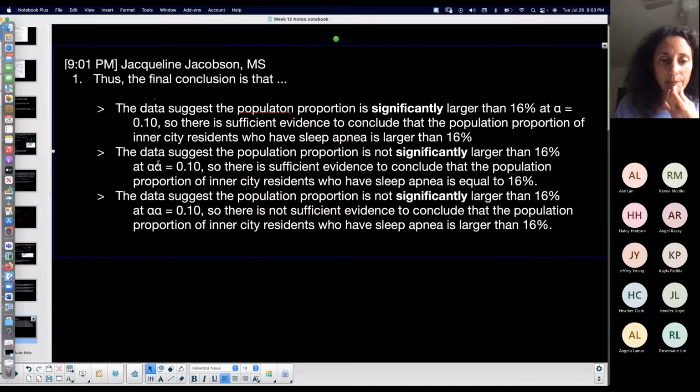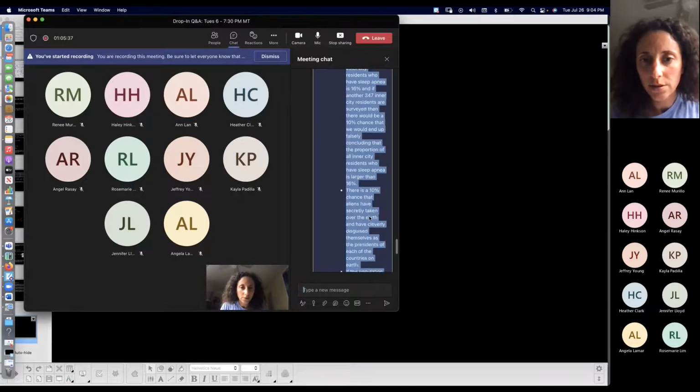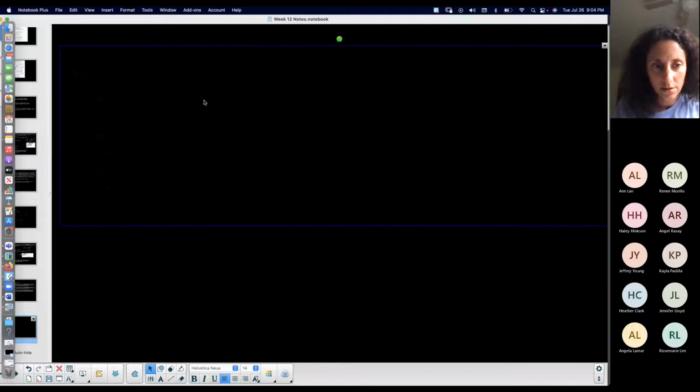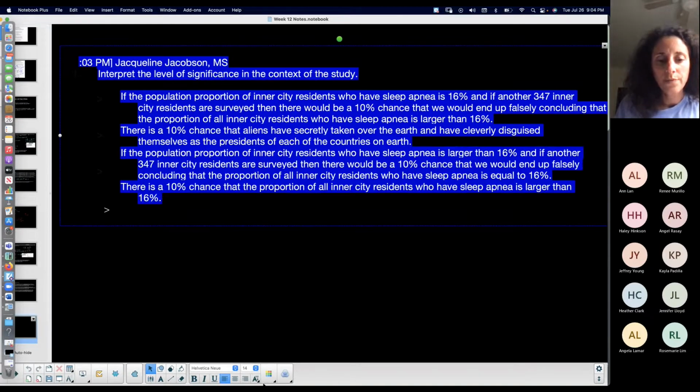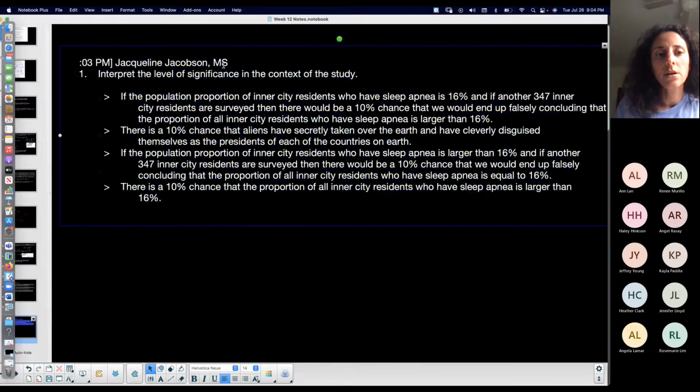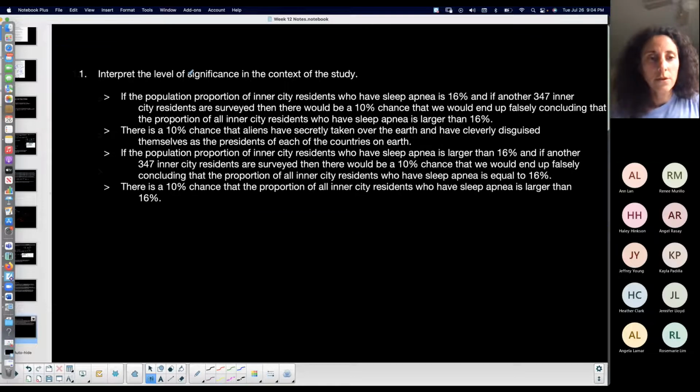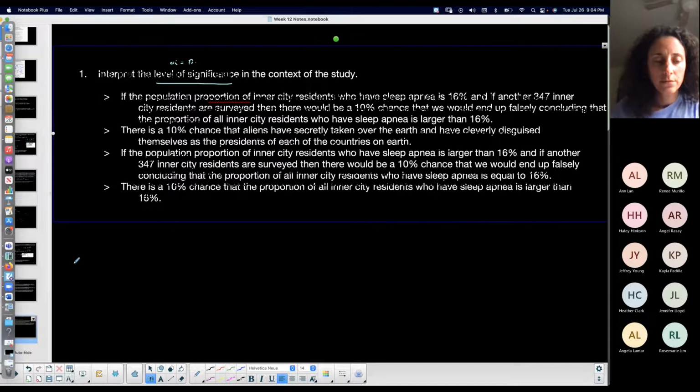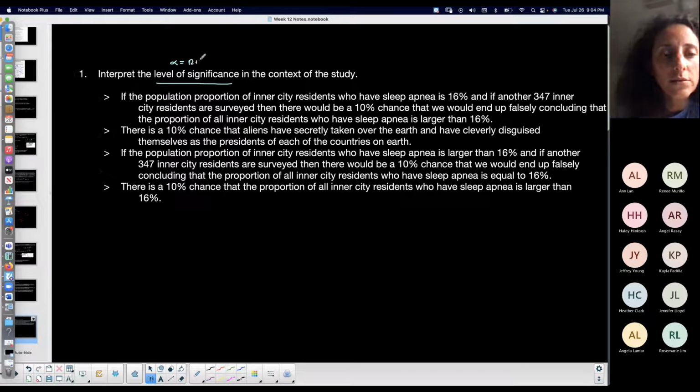Now, the level of significance. Where is it? Interpret the level of significance. Your significance level is your probability of a type 1 error. So your significance level, which is alpha, which is in this case 10%, 0.10, is the probability of a type 1 error.